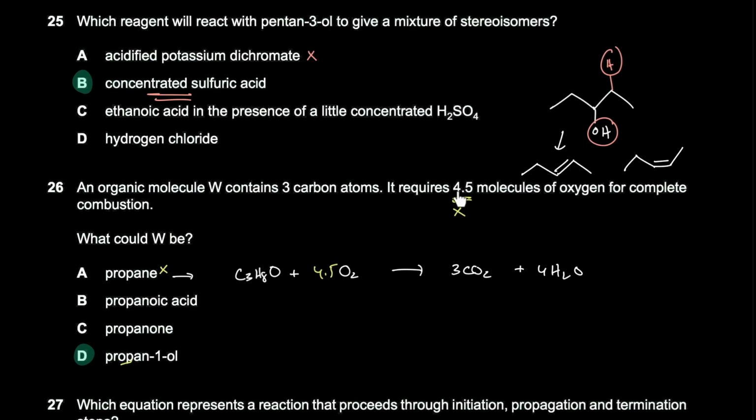So that's almost equal to what we want, right? We want just half a mole lesser. That means we want one more oxygen atom here. If we have one more oxygen atom here, we're going to need one less oxygen atom here.